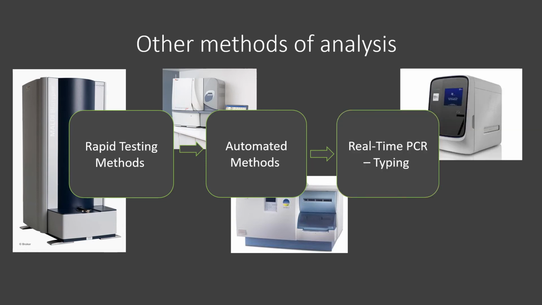Real-time PCR has also proven to be a convenient and relied upon method for typing E. coli as well as B. fragilis.